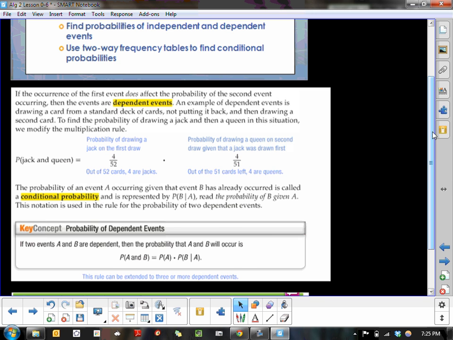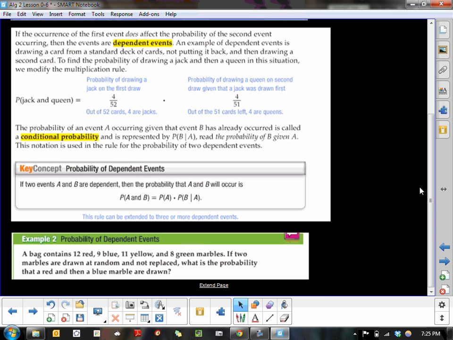Now we're changing gears from independent to dependent events. Pretty similar, but we make a small adjustment. The 2 events A and B are dependent. The probability that A and B will both occur is, the probability of A and B equals the probability of A times the probability of B given A. And again, we can extend this into 3 or more dependent events.